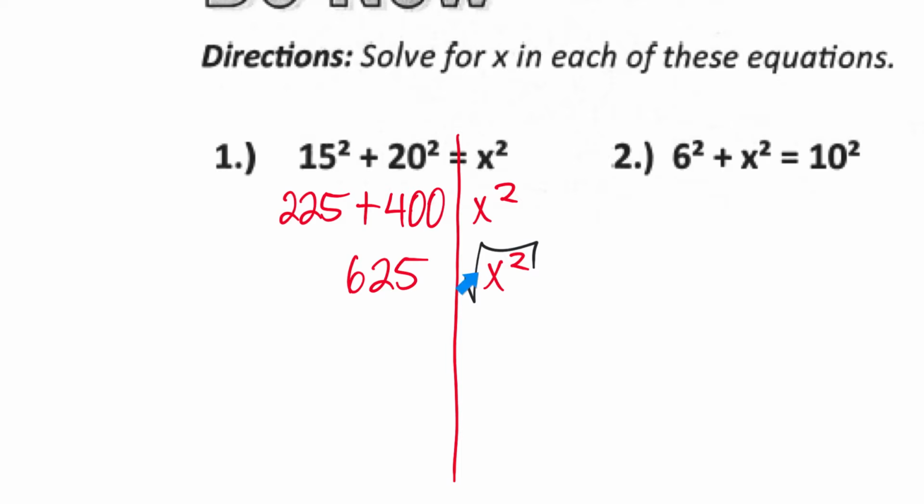So when I take the square root, the square and the square root are inverse operations. And so that's what I want. And so if I take the square root of one side, I've got to take it to the other side. So the square root of 625 is what? It's 25.